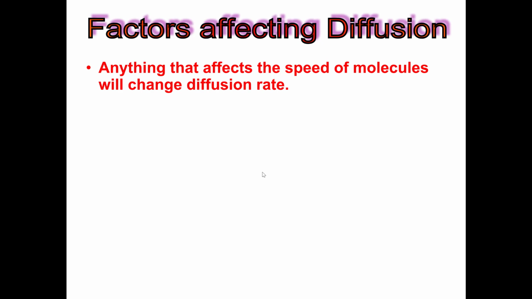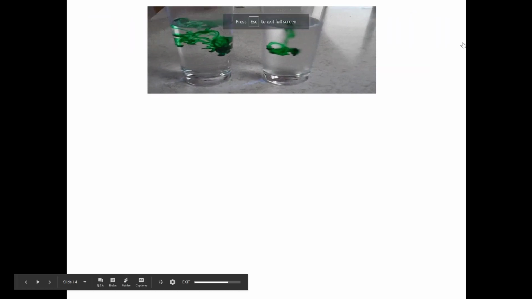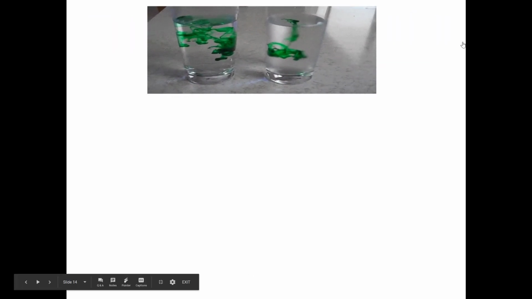When we talk about diffusion, there are actually things that can speed up that rate of diffusion. So we can speed up how quickly those molecules are moving across a cell membrane. And if we're talking about perfumes or farts, how quickly we can get those moving through a classroom as well. Okay, so there are several things that can affect how we diffuse things.